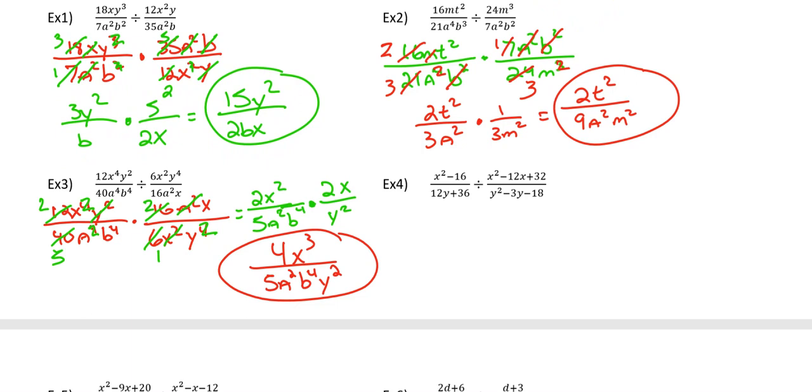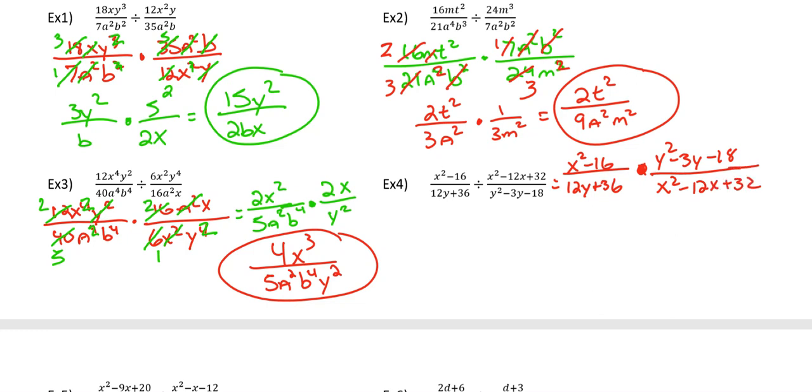Example 4, before we do any factoring, I want to just go ahead and rewrite it so I won't forget to do the reciprocal. Actually, I'm just going to write it over here so I can save some space. So it'll be x squared minus 16 over 12y plus 36 times y squared minus 3y minus 18 over minus 12x plus 32.